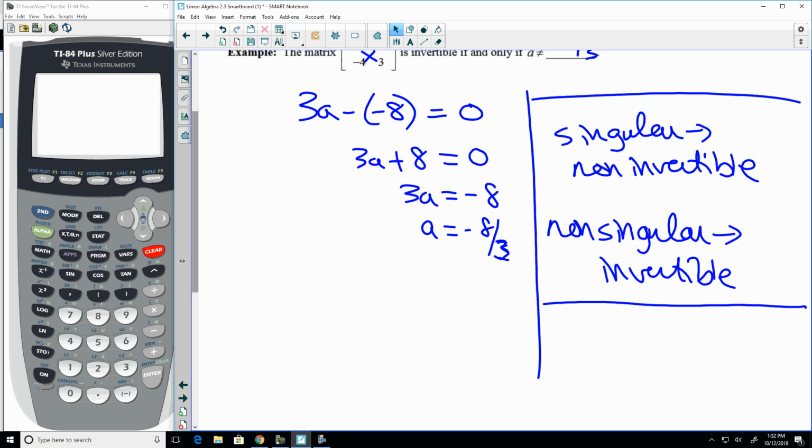Or you get only the trivial solution to Ax equals 0, you get unique solutions. If it's singular, you're going to get either no solution or infinitely many to Ax equals b, and Ax equals 0, you'll get infinitely many. So singular is just a description of all that. It's not really a form or a matrix or whatever. It's just a word that means non-invertible.